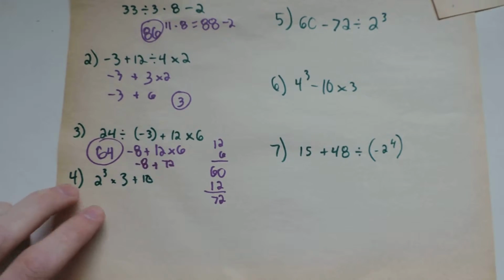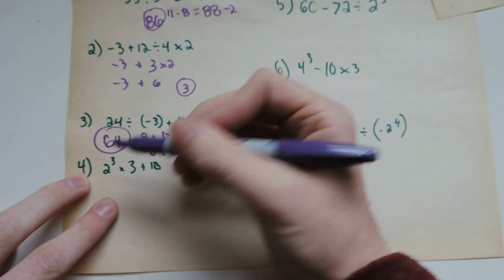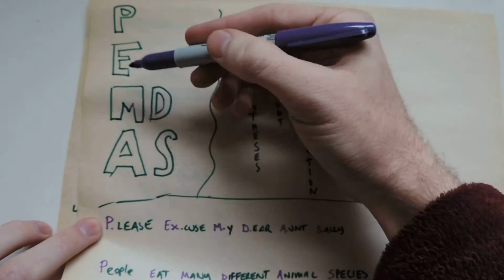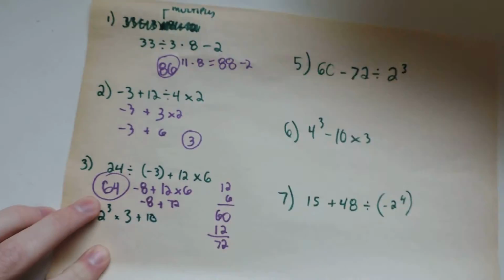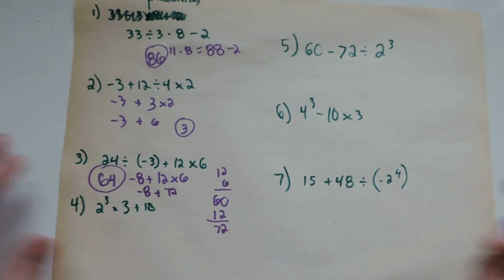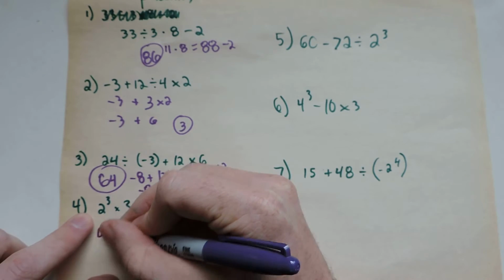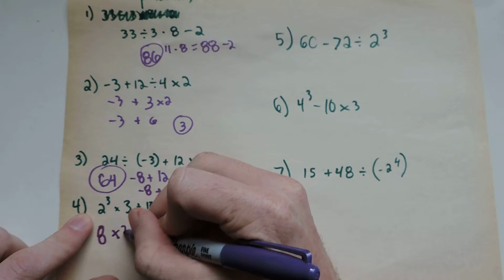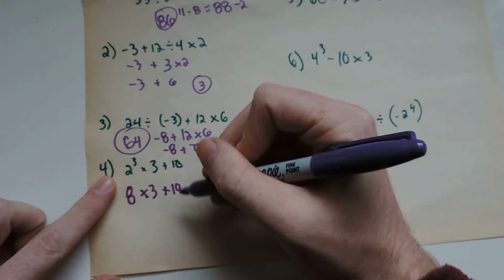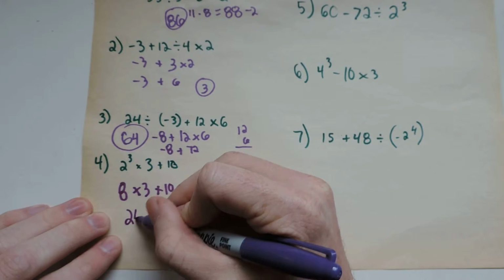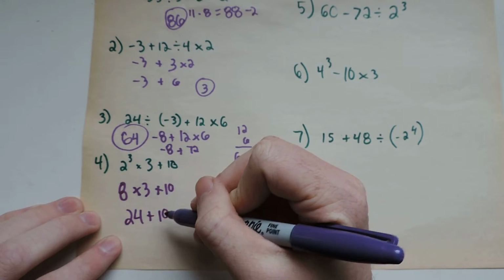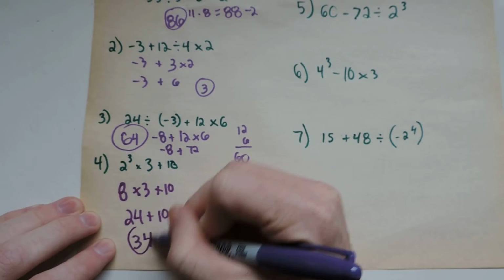Now for number 4, what do we have here? Exponent. Remember, we do exponents before anything else. First parentheses, then exponents. So 2 times 2 is 4, times 2 is 8. Times 3 plus 10. So we're going to do multiplication next: 24 plus 10. And then we're going to get 34.